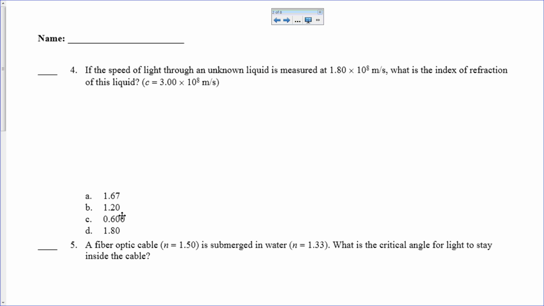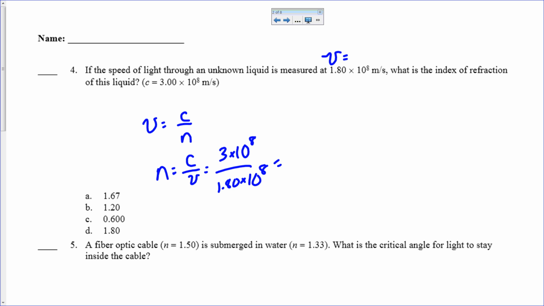If the speed of light through an unknown liquid is measured, this is V. What is the index of refraction? Okay, well, I know that V is c over n. So n is c over V. 1.67.